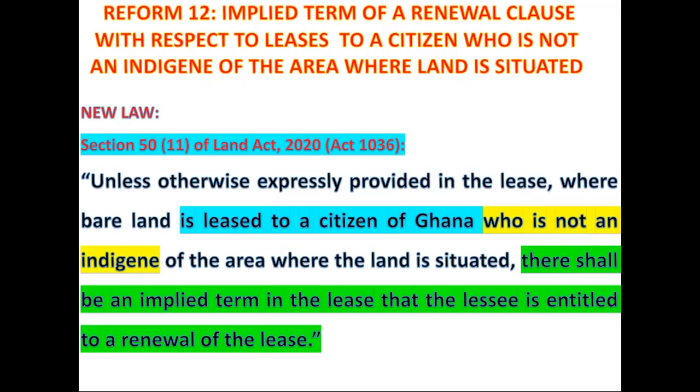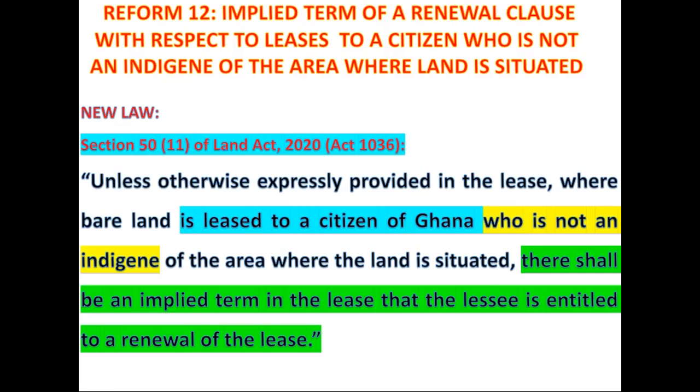Now, what does this even mean? It means that first of all, it must be a lease of a bare land. Number two, it must be leased to a citizen of Ghana. Number three, that person must not be an indigene. In this case, it says that it shall be an implied term in the lease that there will be a renewal clause, that the lessee is entitled to a renewal of the lease. Now, what is very phenomenal in this portion is the opening sentence, which reads, unless otherwise expressly provided in the lease.